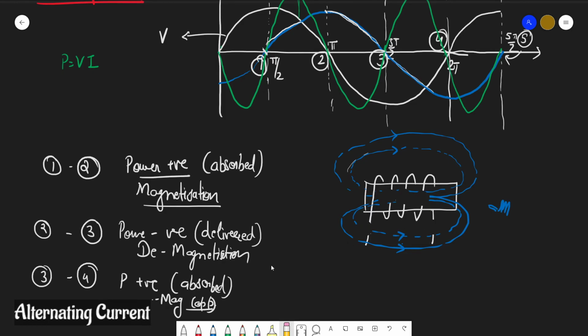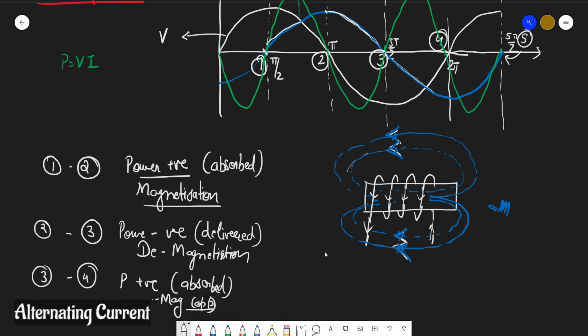In 3 to 4, if this was down, it is going to be up now, and if this is up, this is going to be down now. So this is going to be reversed. The flux is getting reversed now because the magnetization is going on in the opposite direction. So that is the meaning.